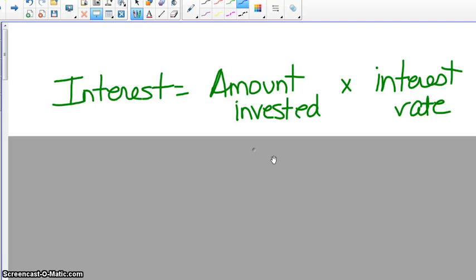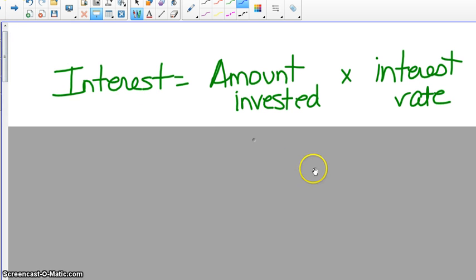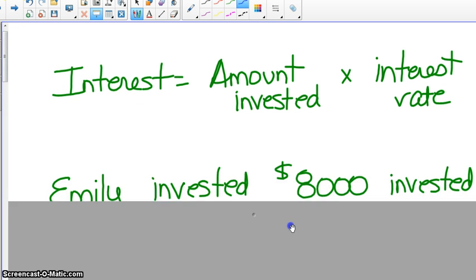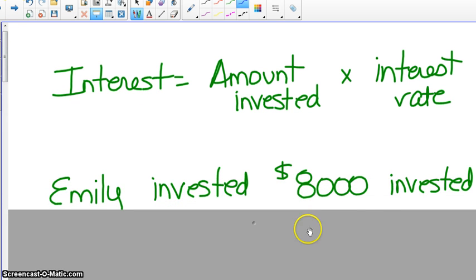So it's always good to think of it in $100 terms. So if I invested $100 and my interest rate was 5%, I'm going to make $5. And when you multiply that out, you'll see that that's how it works. 100 times 0.05 would be $5. All right. So let's look at some problems here that are a little bit more extensive. Emily invested $8,000. Okay, so 8,000 would go right here.